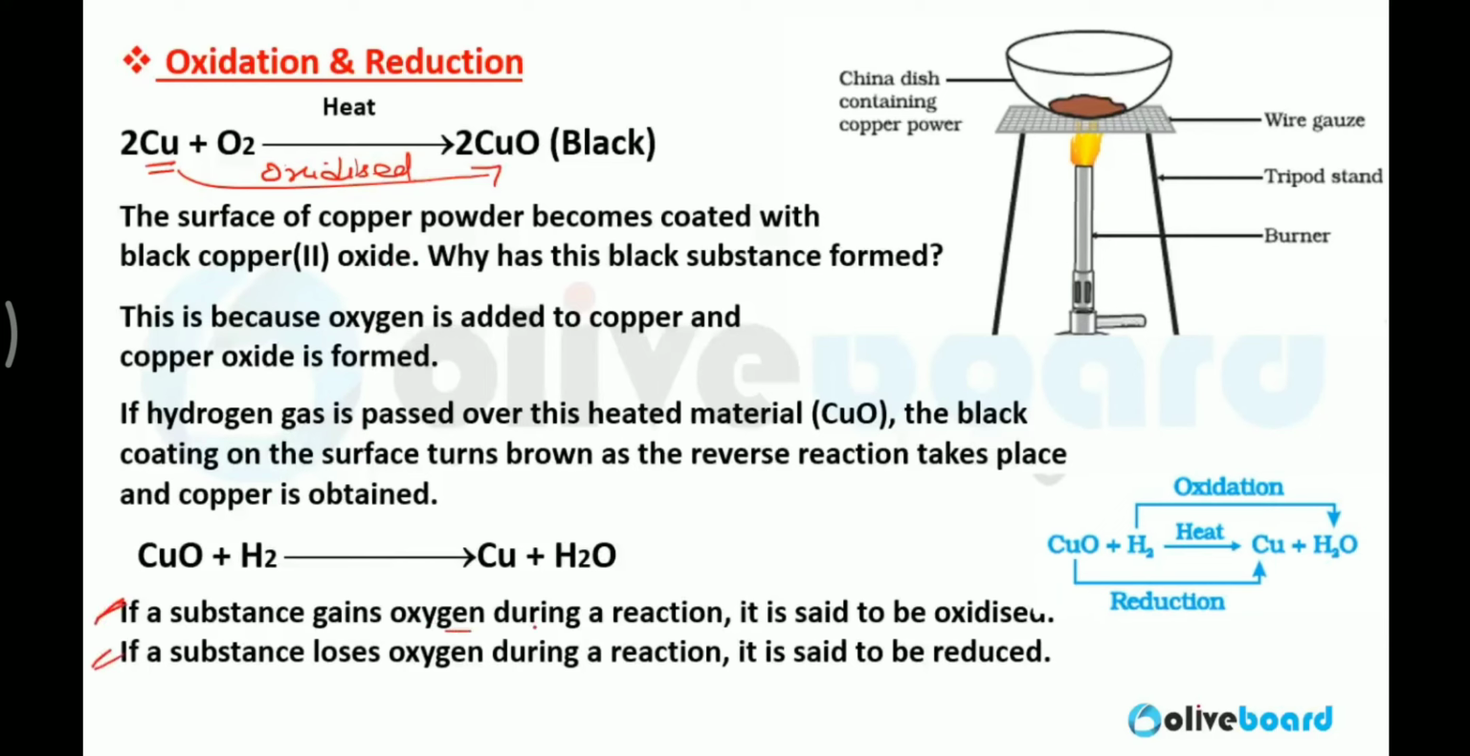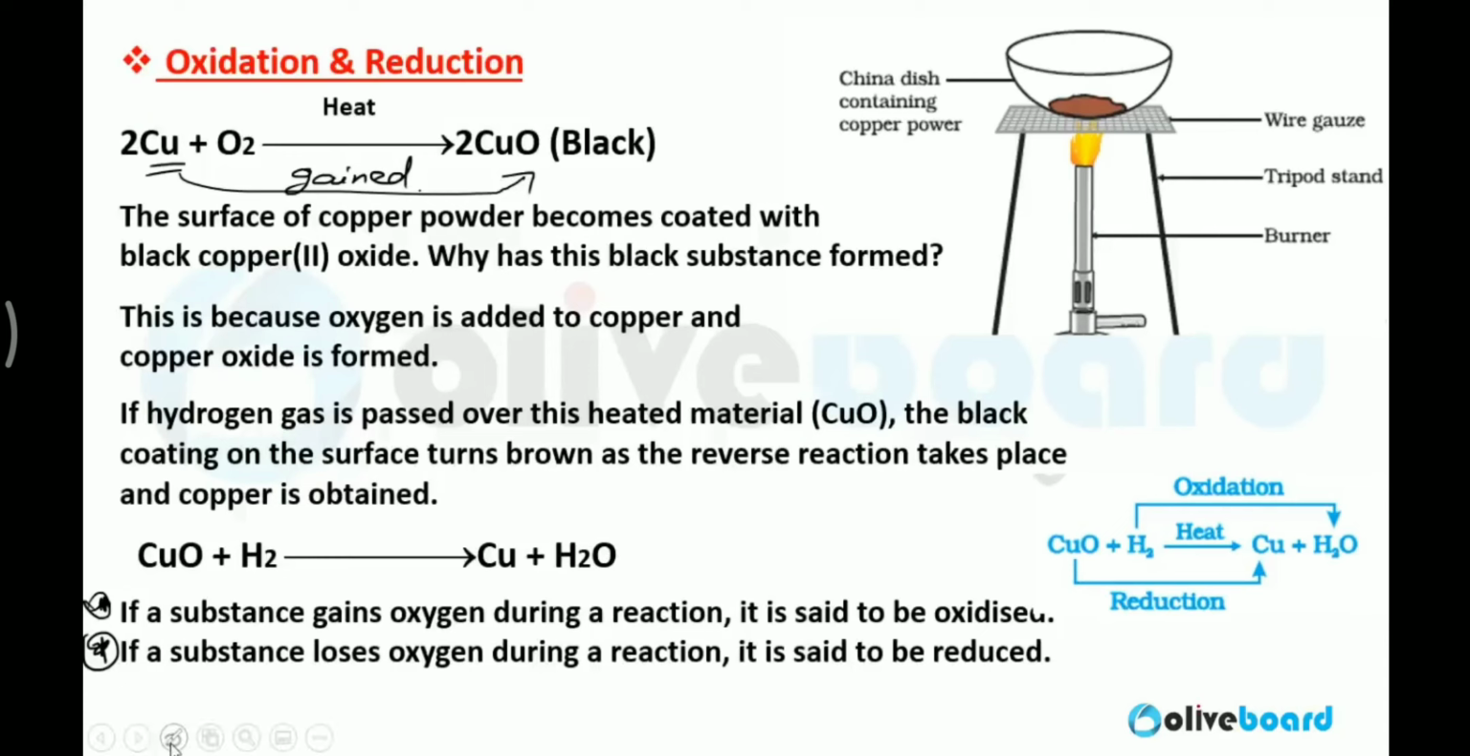If a substance gains oxygen during a reaction, it is said to be oxidized. If a substance loses oxygen during a reaction, it is said to be reduced. Clear? These two points are very, very important. So here copper gained oxygen during the reaction. So this is an oxidation reaction.